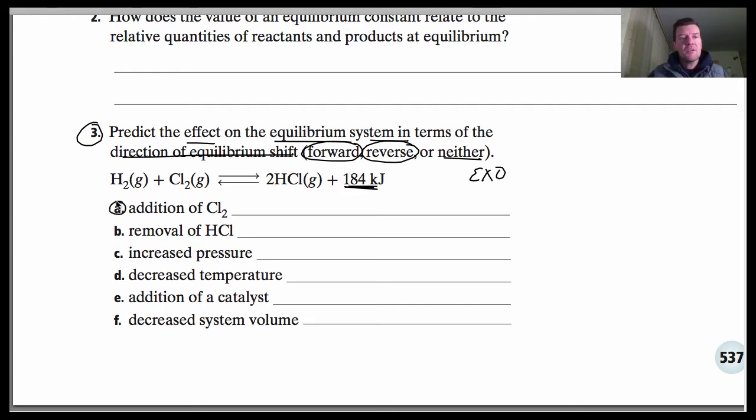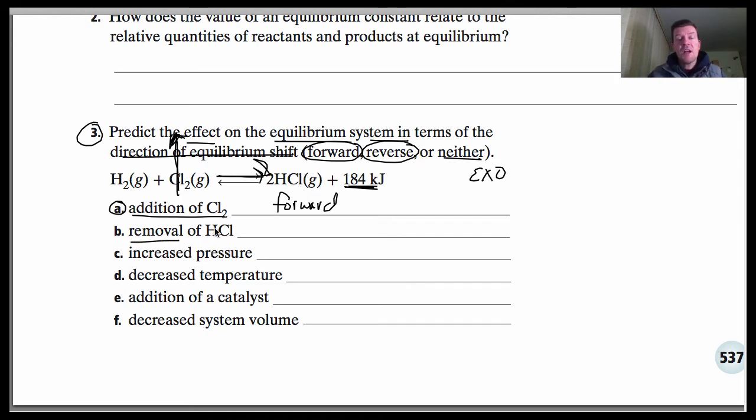What if, question A, what if you add more chlorine? This concentration goes up. What's it going to do? It's going to try to use some of that up. It's going to try to counteract what you're doing. Well, how does it do that? It goes in the forward direction to use up some of that Cl2. So you would put forward here. This is changing the concentration. If you change the concentration on one side, it pushes toward the other side to try to balance things out.